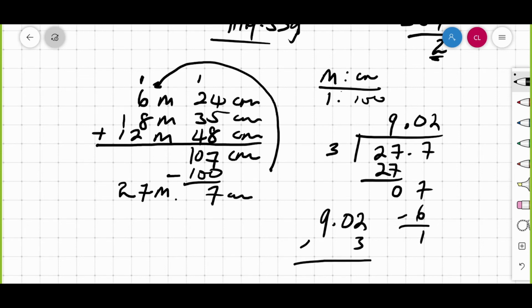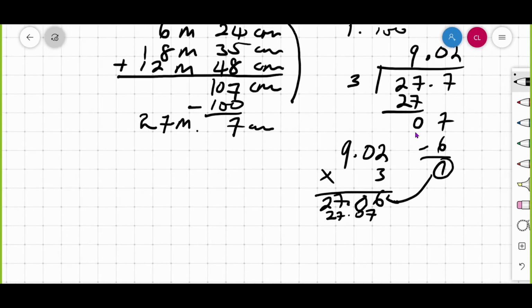9.02. Multiply this by 3. 3 2s would be 6. 3 times 0, 0. And 3 9s would give us 27. 2 places of decimal, 2 places of decimal. But we had a remainder here of 1. So if I add that 1 to this, it would be 27.07. Alright. So I know that I am correct.